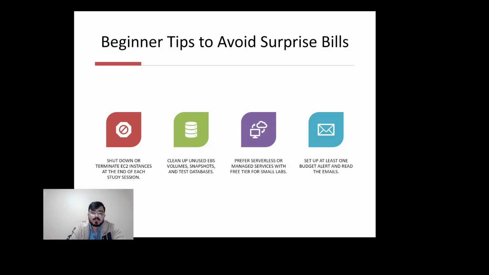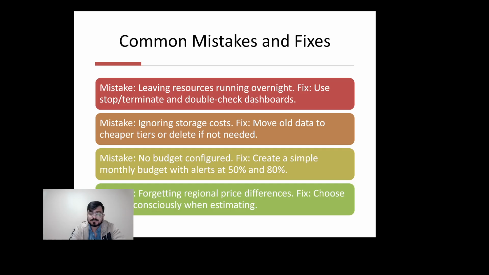Here are some simple and important tips to help you avoid unexpected cost. First one, always stop or terminate EC2 instances when you are done using them. Second one, clean up your unused EBS volumes, S3 buckets or test databases. Third one, use free tier services or serverless options like Lambda whenever possible. Fourth one, create at least one budget alert for safety. If you follow these steps, you can use AWS safely even as a beginner.